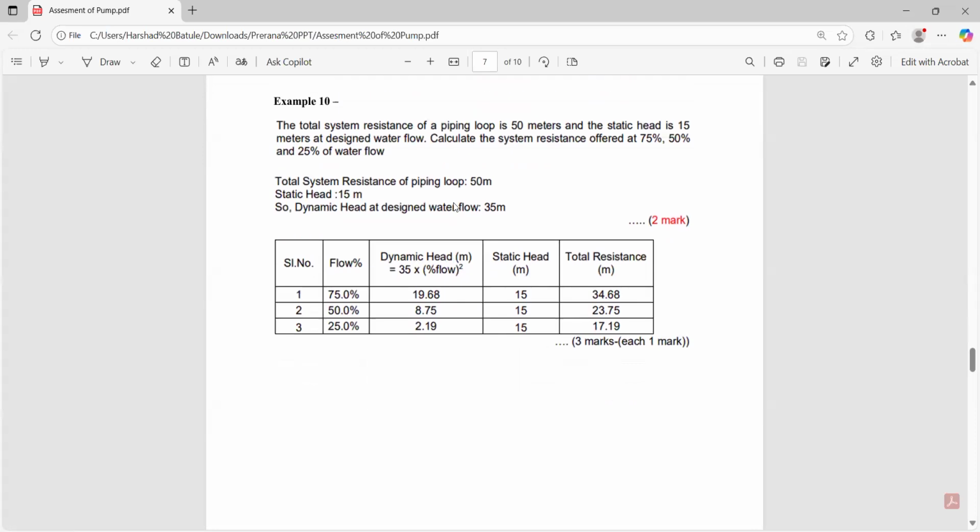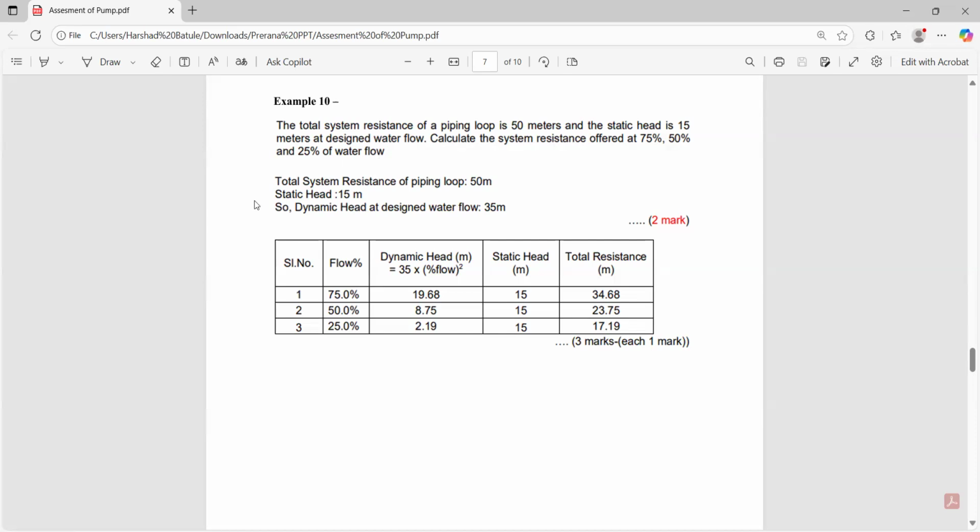The total system resistance of a piping loop is 50 meters and the static head is 15 meters at design water flow. Calculate the system resistance offered at 75%, 50%, and 25% of the water flow. So in this example, there are two heads. One is your static head, which is a fixed head due to height difference, and the other is the dynamic head, which is dependent on the flow rate.